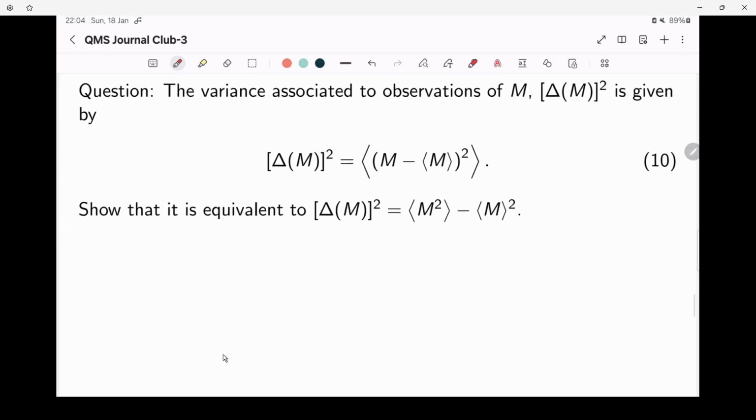I'm not sure whether you guys did this before. If you are given the variance to be this, do you know how to transform equation 10 into this form? Maybe another 5 minutes to do it.